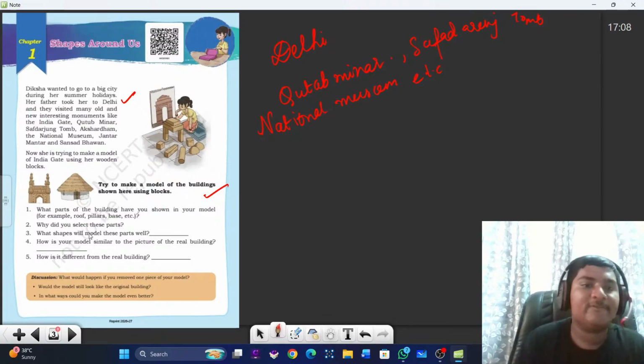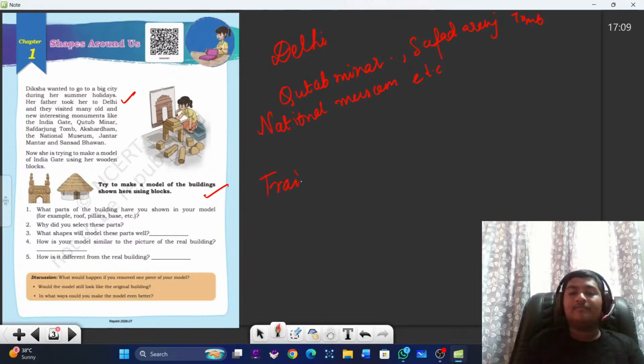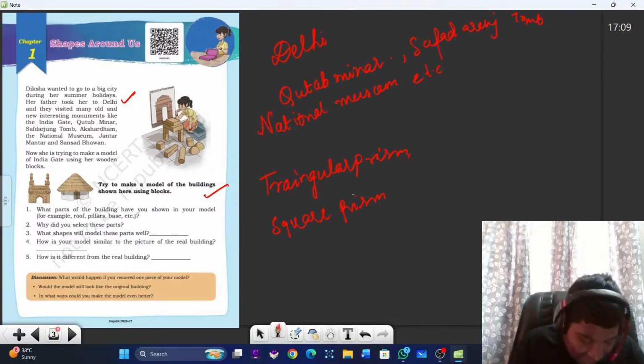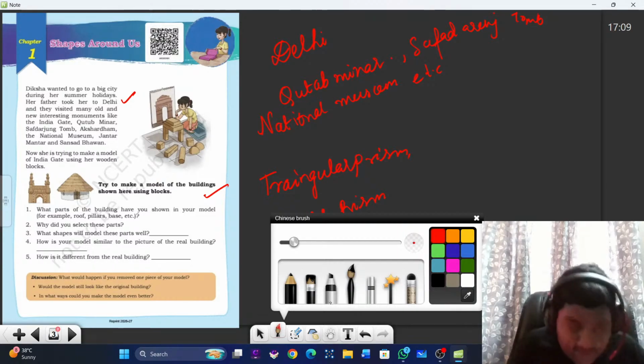Now I'm doing it. What shapes will model this part well? So the second question answer will be the prisms: triangular prism, square prism, as well as hexagonal prism. Hexagonal prism.